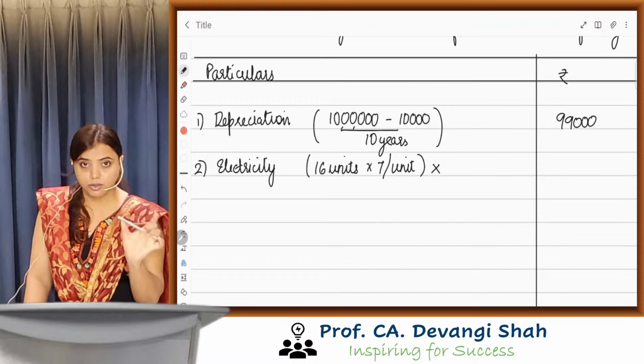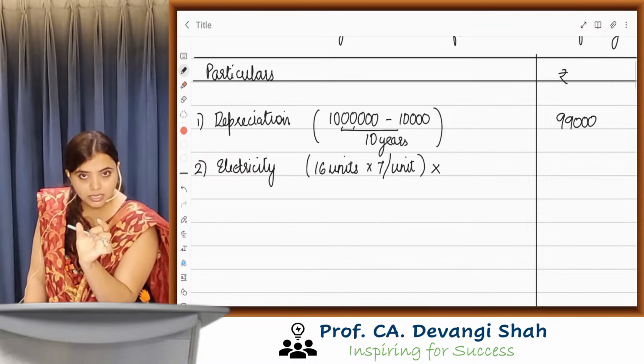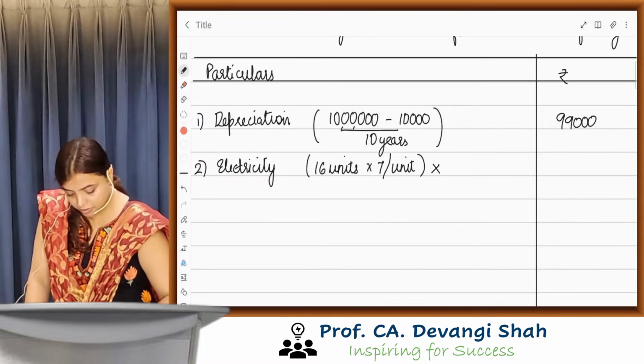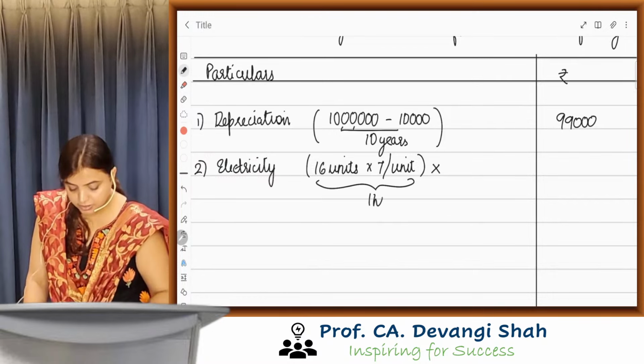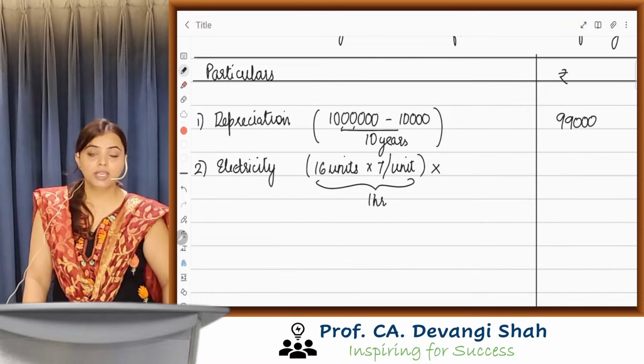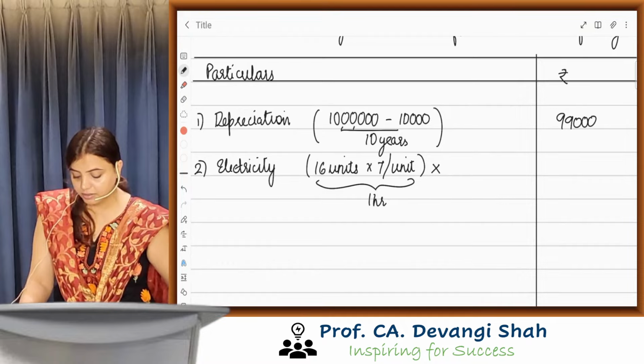This is the cost of 1 hour. In 1 hour we use 16 units and the cost of 1 unit is 7 rupees. So this is 16 into 7, the cost of 1 hour of electricity. And now we multiply this with how many hours we have used the electricity.